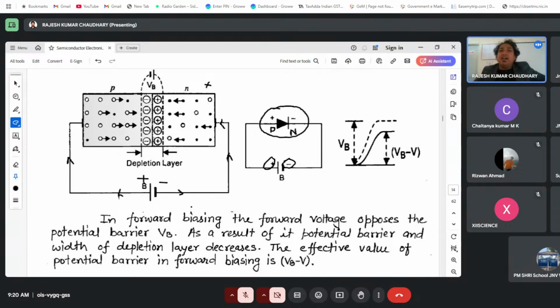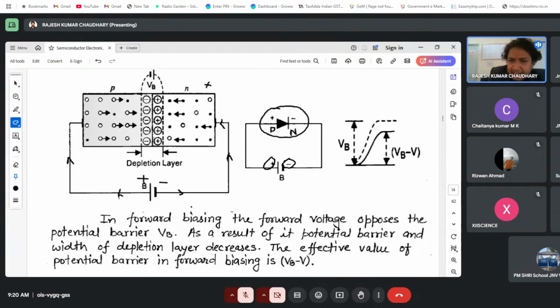So what will be the benefits when we have connected the PN junction in forward bias? Again, I am telling you, my dear students, biasing just means the ways through which we can connect our PN junction with the battery. When the positive terminal of the battery is connected to the P side and the negative terminal is connected to the N side, it is called forward bias.